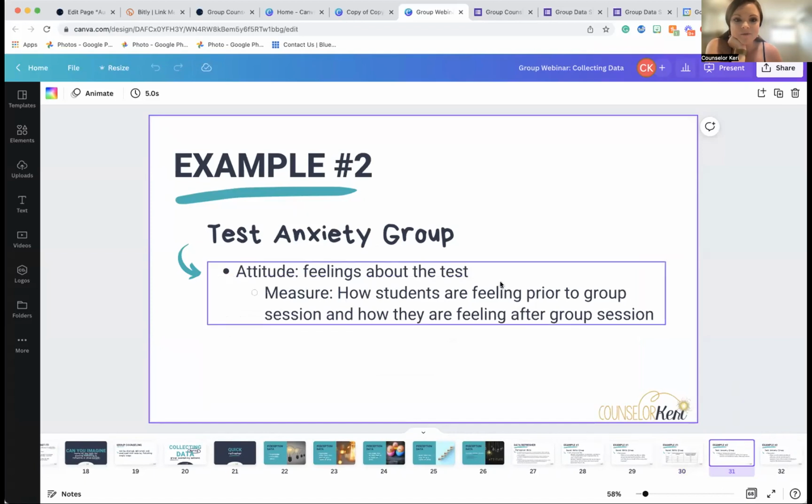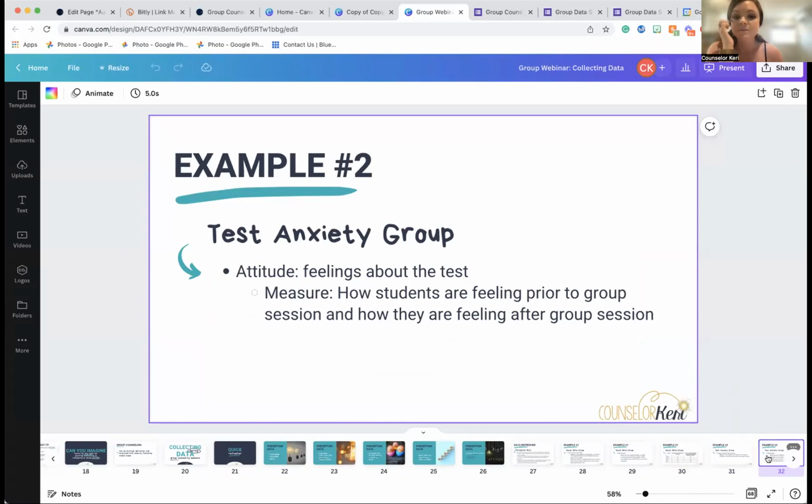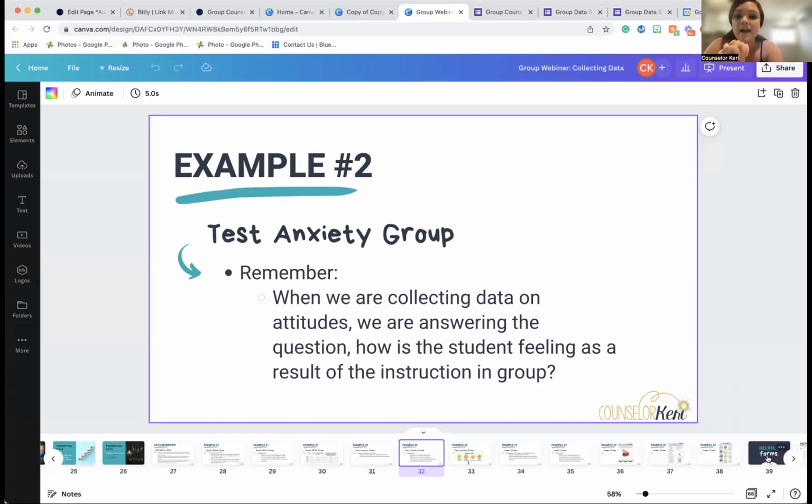So for my second example, we're going to look at a test anxiety group. So we're measuring attitudes with this one, just their feelings about the test. Maybe you have standardized testing coming up and you want to help your students with that. So our measure might be how are they feeling prior to our group session and how they're feeling after our group session. So again, remember, we're collecting attitude data. It's just how are they feeling as a result of the instruction that we offered or the intervention that we offered, the skills that we practice.